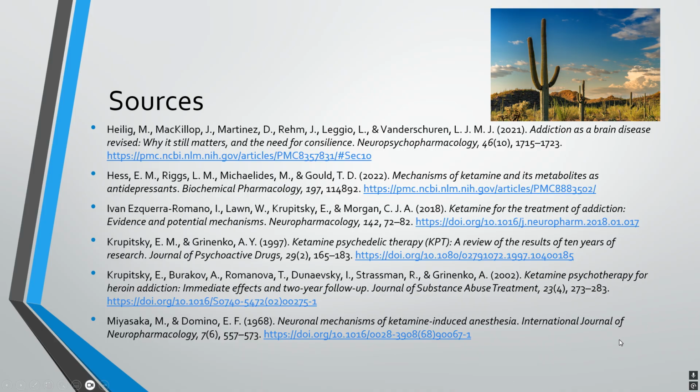And then for our sources, we used primary and secondary journal articles to make sure the information we presented about ketamine addiction and its effects on the brain is supported by current scientific evidence. And then these were just the sources we all used.